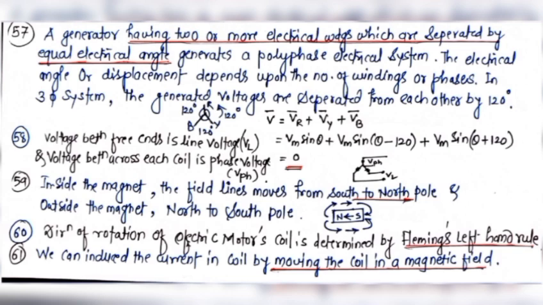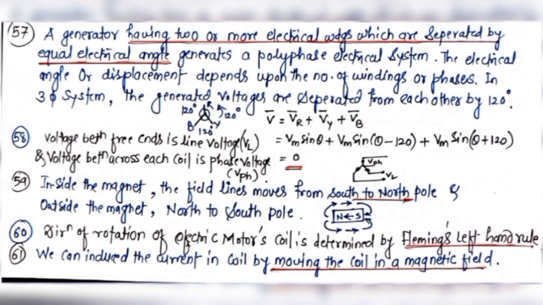A generator having two or more electrical windings which are separated by equal electrical angle generates a polyphase electrical system. The electrical angle or displacement depends upon the number of windings or phases. In a three-phase system, the generated voltages are separated from each other by 120 degrees, so the total summation of these voltages is always 0. That is vector addition. Voltage between free ends is the line voltage VL, and voltage across each coil is the phase voltage.